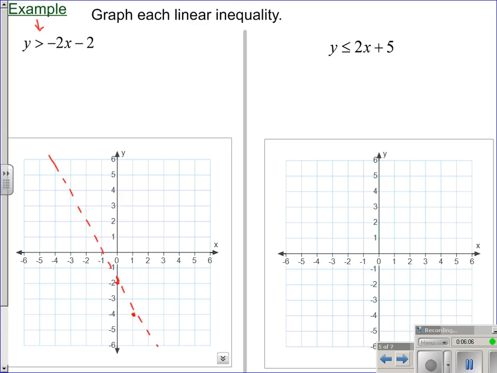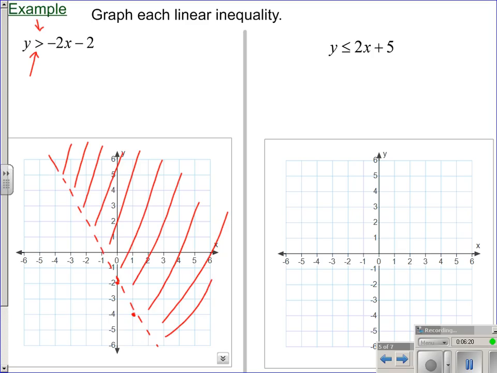Okay. Now, when it is in the format of y equals mx plus b, we have a greater than, shade above. It's that simple. There's our graph. Okay? Because it's a greater than, because it's in that form y equals mx plus b, that's all you need to do, all you need to look at.